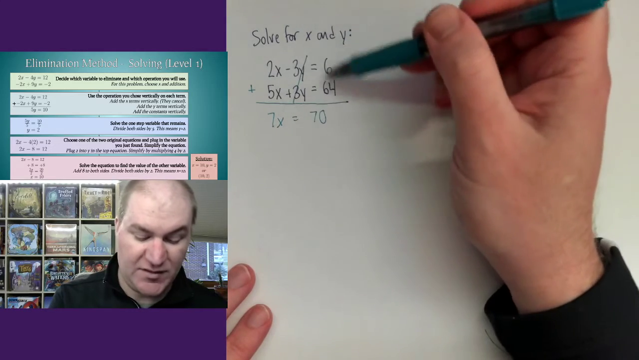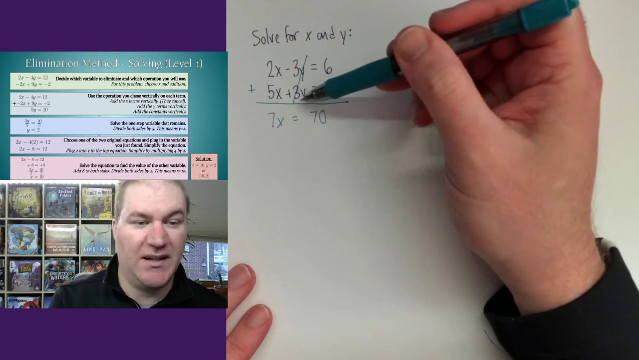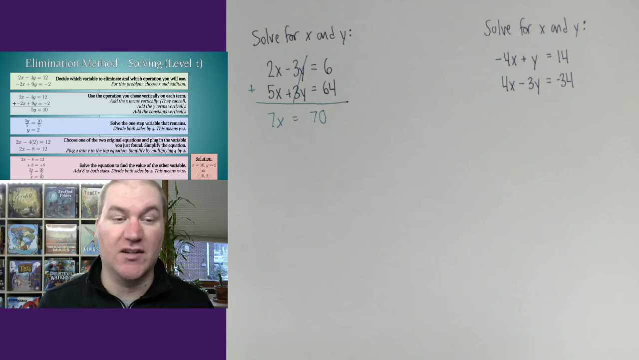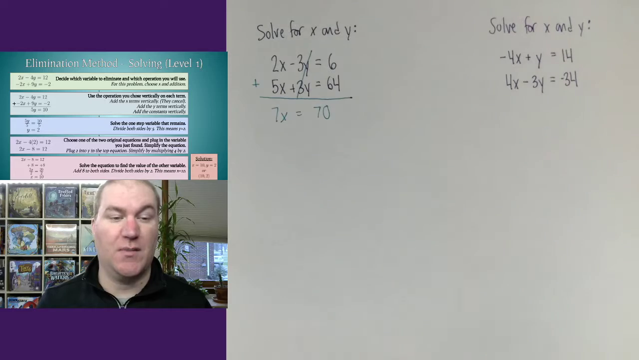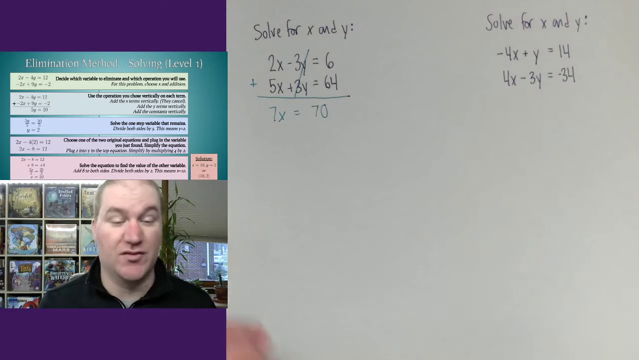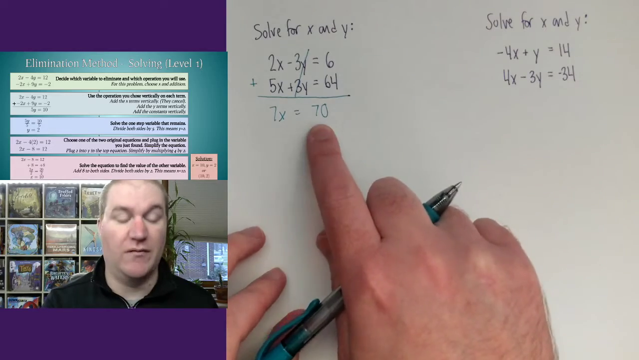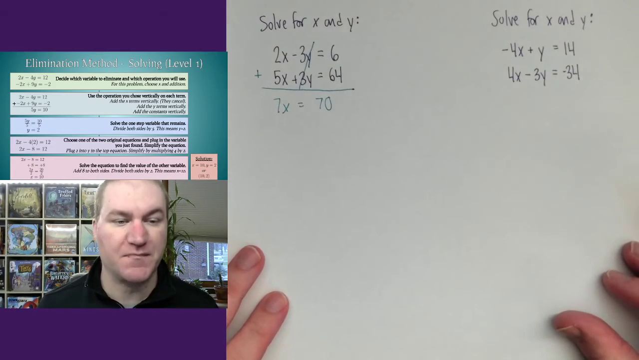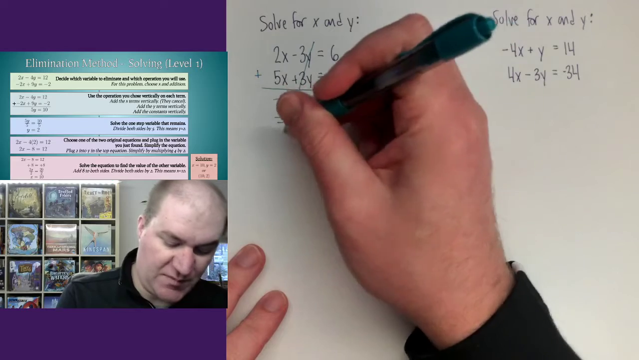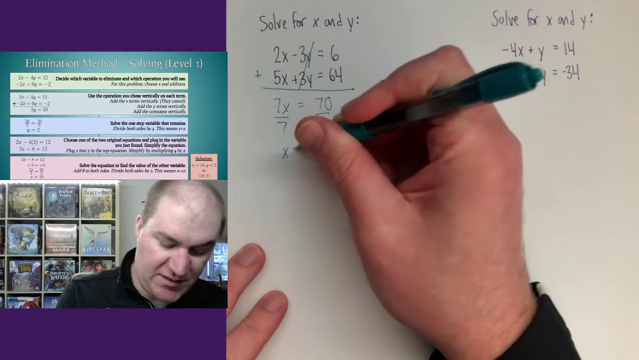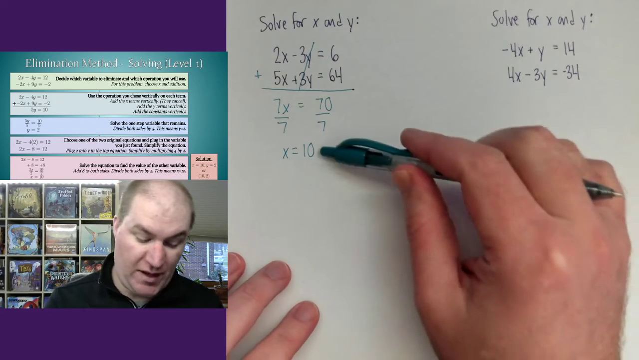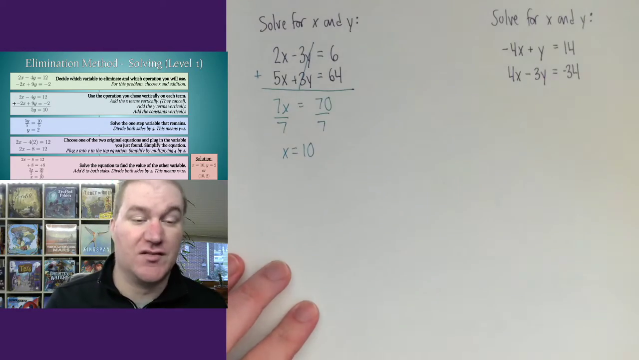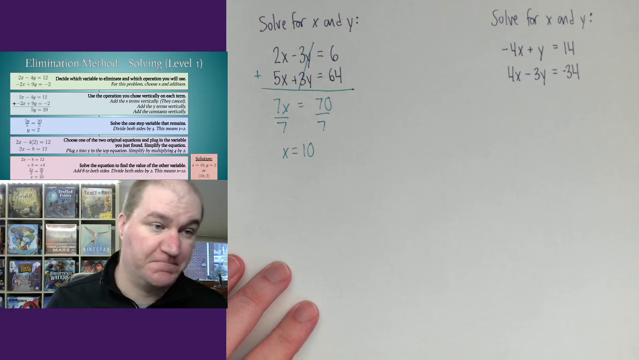So by adding these two equations, we eliminated y, which is why this is called elimination method. And what we did is we ended up with an equation that's much simpler and solvable. We couldn't solve these equations when there's two variables, but now we have an equation with one variable. We can solve that. So we just need to divide both sides by 7 and get x equals 10. So we have the value of x. It says in the directions to solve for x and y.